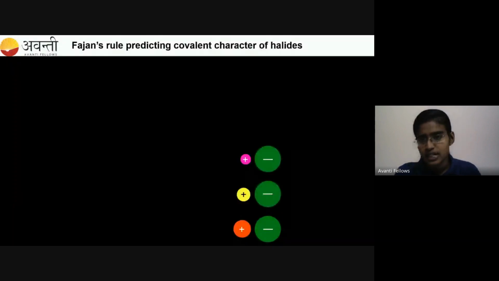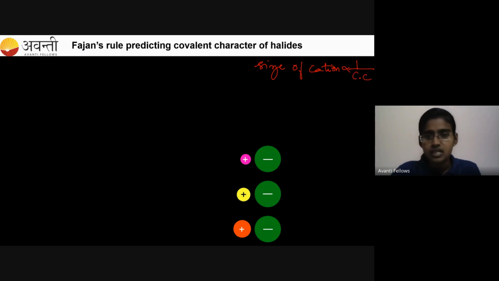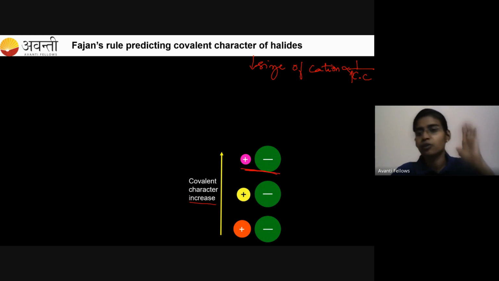Now, Fajan's rule predicting the covalent character, some more concepts I'll tell you. Okay. Now here in this picture you see the anion is same, and the cation size is increasing. So just remember one thing, size of the cation is inversely proportional to the covalent character. Okay, means the one which is having the smaller size is more covalent in nature. Now you can tell me which is more covalent. The first compound. The first compound is more covalent in nature. Okay.